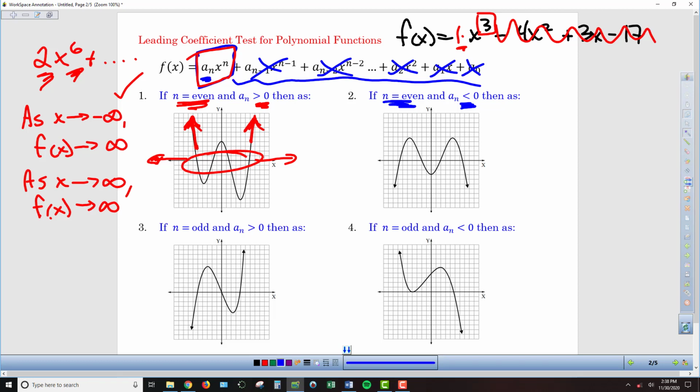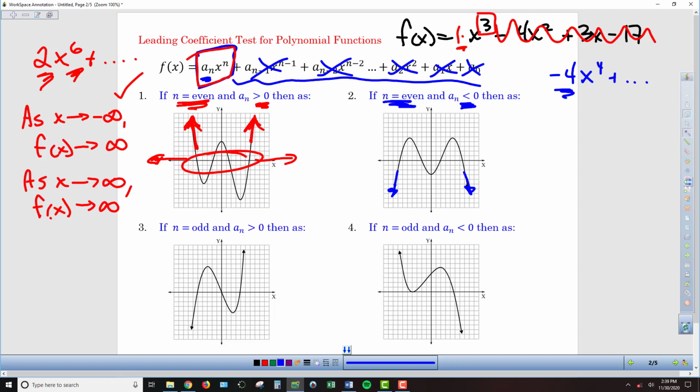Now, let's say that leading term was negative 4x to the 4th. So now we still have an even highest exponent. Again, there may be other things coming after it, but we don't care about those. But we have an even highest exponent, but now our leading coefficient is negative. And so if that's the case, then we're going to end up seeing both sides of the graph go down.